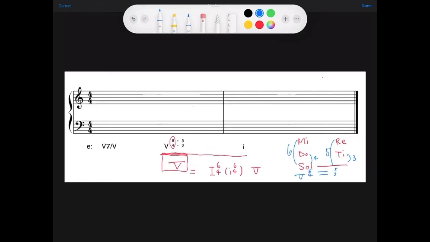Okay, and now one more thing. When we put this in SATB, obviously we need to double something. Right? So when it comes to doubling, it's actually pretty easy, because so do mi, so ti re, you don't want to double any of the moving parts because you'll end up having parallels. So what we'll be doubling is the so. So you have so one more time, upper voice, do, down to ti, mi, down to re. So that's what the cadential 6/4 is about.